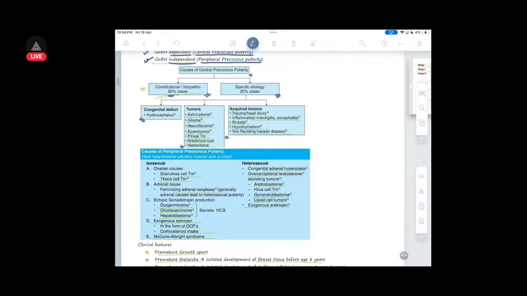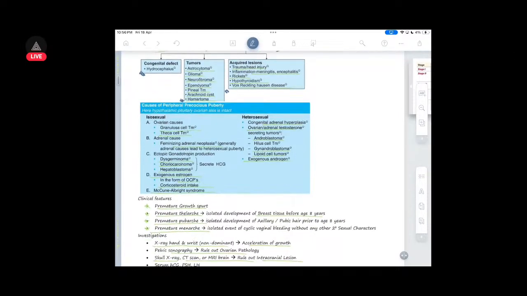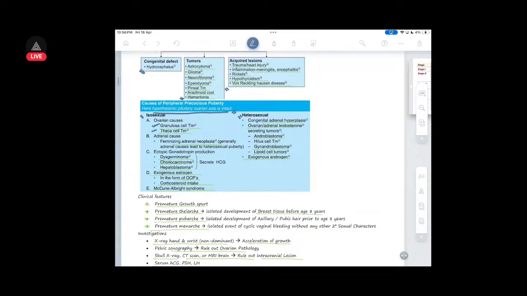Okay, so it can be von Recklinghausen's disease. Now causes of peripheral precocious puberty, wherein the hypothalamic pituitary ovarian axis is intact. You have isosexual and heterosexual. Isosexual ovarian causes will be there due to granulosa cell tumor, theca cell tumor.